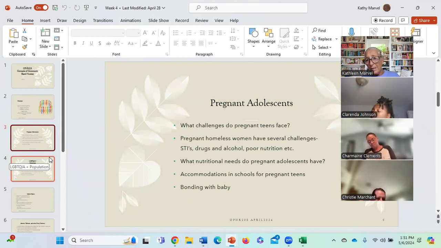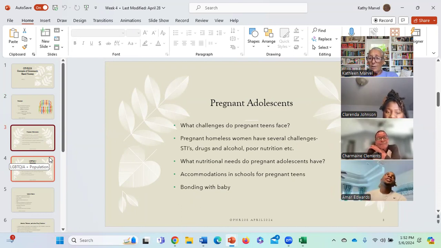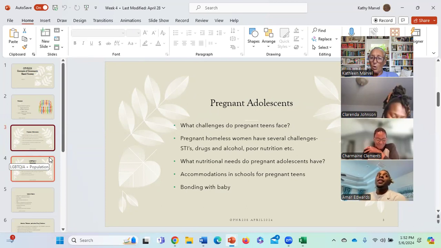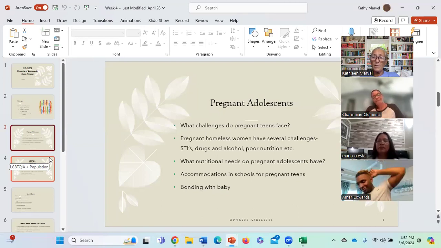Okay, what challenges do pregnant teens face? What challenges do pregnant teens face? They face the challenges of not getting the proper nutritional needs, because they're so young, finances, education, things of that nature. Yep. What else? Who wants to add to that? Dropping out of school. There's also a very high risk of domestic violence.